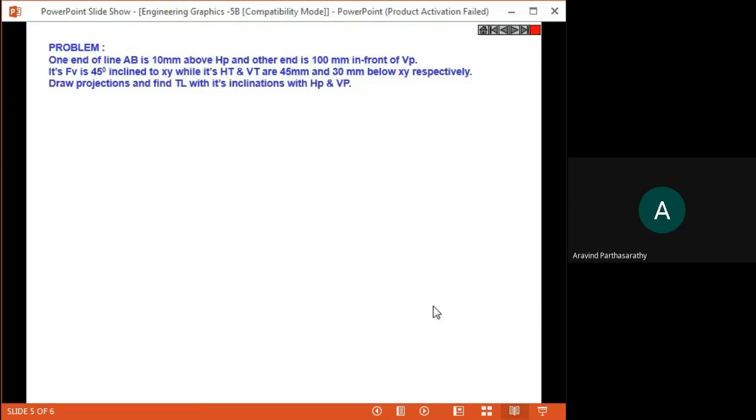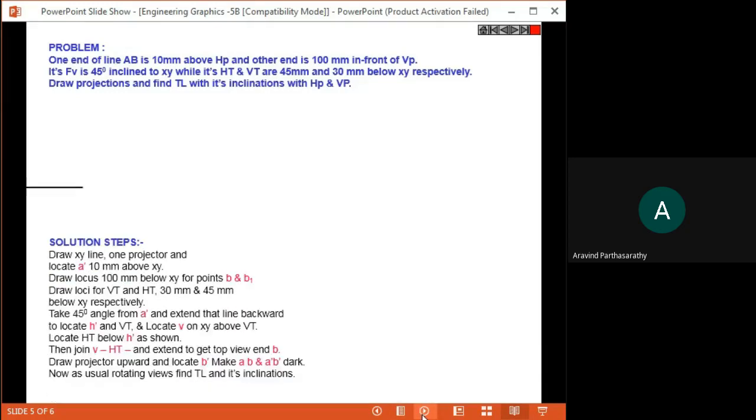So that is a very important thing. Draw the projections and also find the true length and the inclination with the HP and VP. Okay, let us look. Right. Yeah, so these are the solution steps.